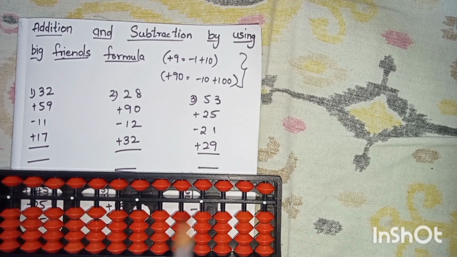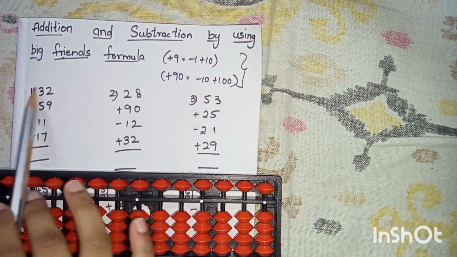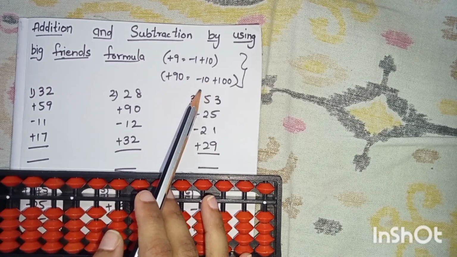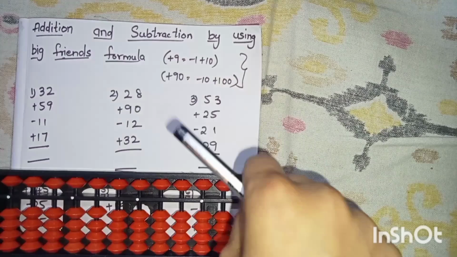In this video, we are going to do addition and subtraction by using big friends formula. Plus 9 is equal to minus 1 plus 10. Plus 90 is equal to minus 10 plus 100. Okay, let us start.